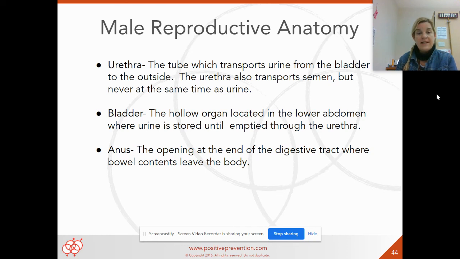The bladder is a hollow organ located in the lower abdomen, and this is where we store urine until it's emptied through the urethra. And last one, the anus is the opening at the end of the digestive tract where your bowel contents, your solid waste, leaves the body.